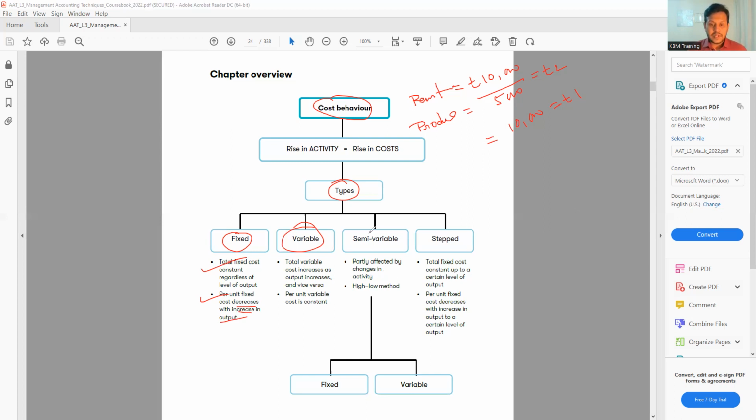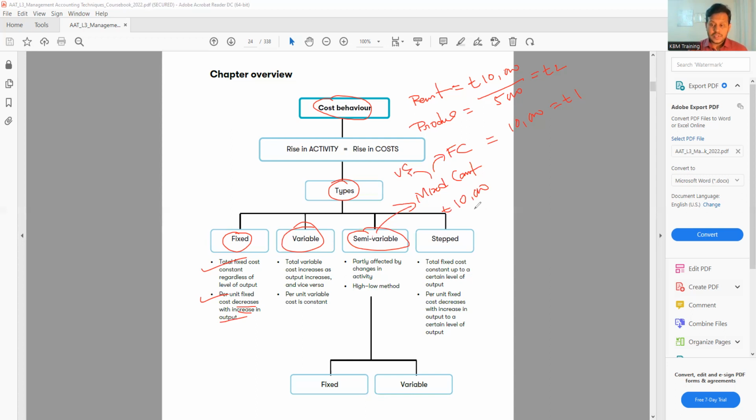Okay, then we have semi-variable cost. Sometimes you call it mixed cost. The reason we call it mixed cost is that we have two types of cost included here: a variable cost and also a fixed cost. For example, if someone says 10,000 is the total cost, that means inside the 10,000 I have a fixed cost and a variable cost. If the question asks you to find out how much is the variable cost and how much is the fixed cost, what is the best way to find it out?